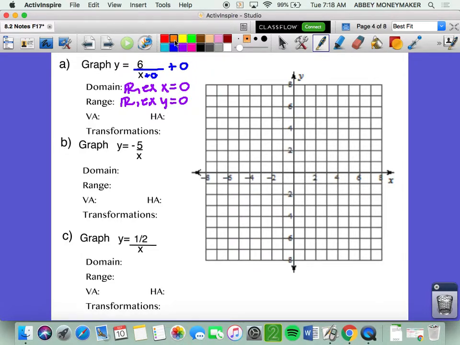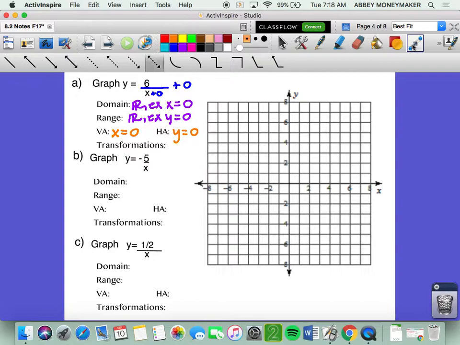So what does this mean? This means your vertical asymptote is the line x equals 0, and your horizontal asymptote is the line y equals 0. So I'm going to go ahead and put in my vertical and horizontal asymptotes, and they are on the axis.